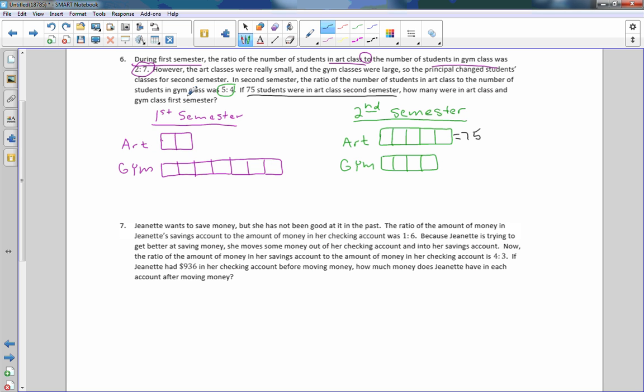How many were in art class and gym class first? So the question's asking these two. So I have 1, 2, 3, 4, 5 squares. 5, I divide 75 by 5, and I get 15. 15, 30, 45, 60, 75. These are all 15. Okay, and these are 15.